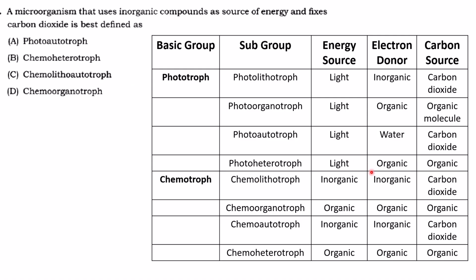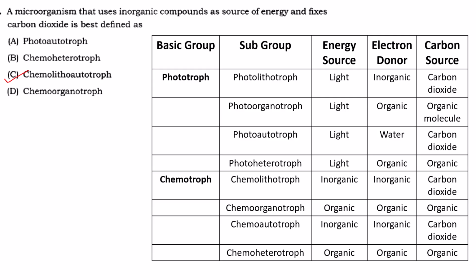Chemolithoautotroph, yes, they are using inorganic compound as energy source, and inorganic compound as electron donor, and fixes carbon dioxide. So carbon dioxide is the carbon source. Okay, so chemolithoautotroph will be the answer. Chemoorganotroph means they are using organic carbon source, not carbon dioxide. So not chemoorganotroph. So the answer is chemolithoautotroph. So this table you can write down for study.